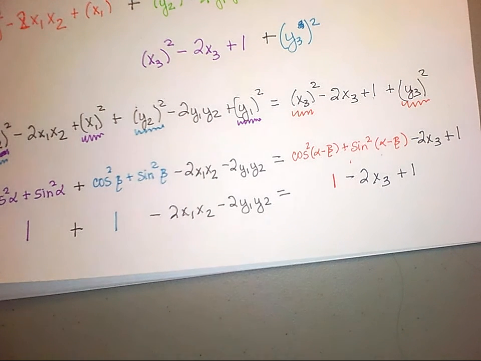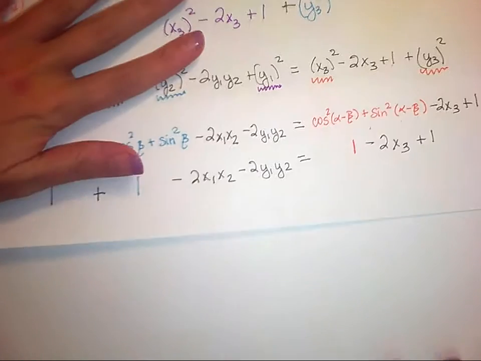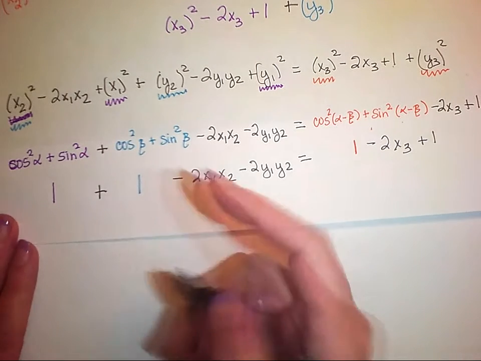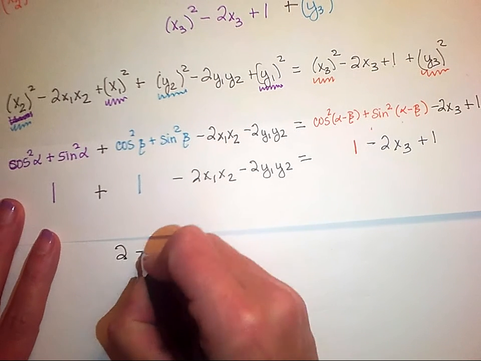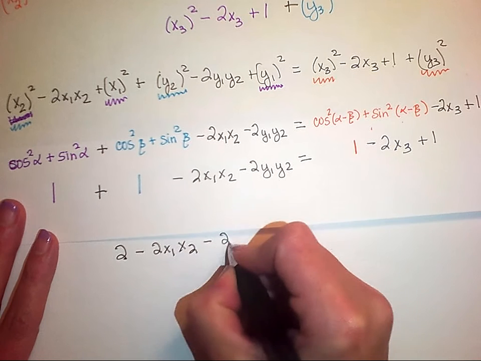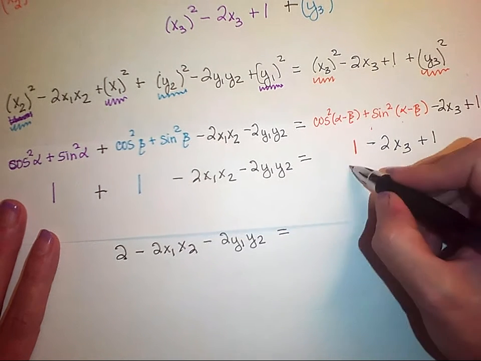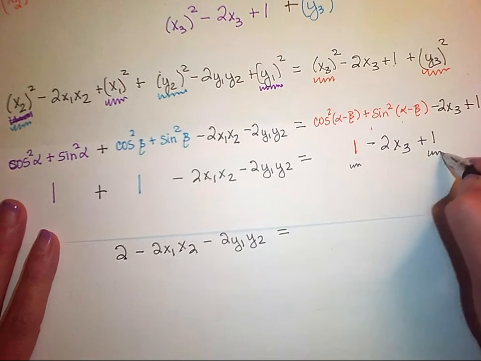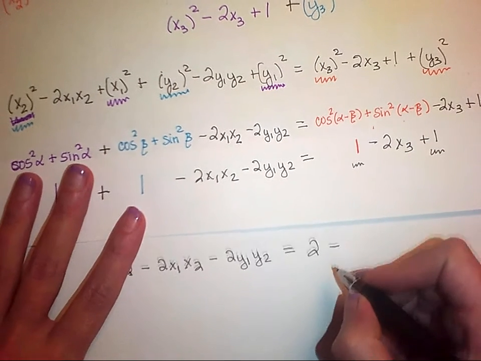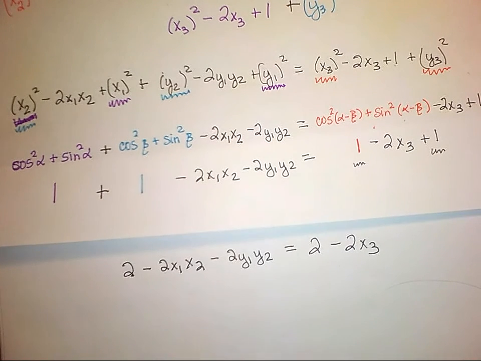Alright, let's keep simplifying. Now, notice here we have 1 plus 1, well that's simply 2, then minus 2x1, x2, minus 2y1, y2. We also have 2 over here. We have 1 plus 1 is 2, so this becomes 2 minus 2x3.